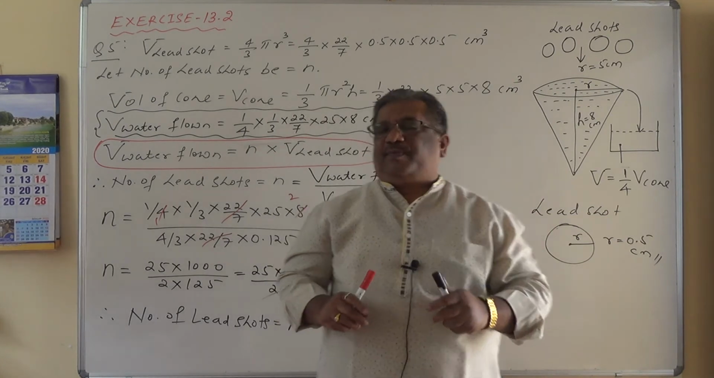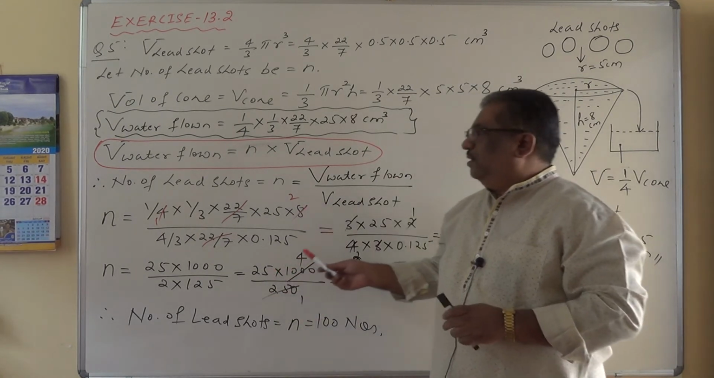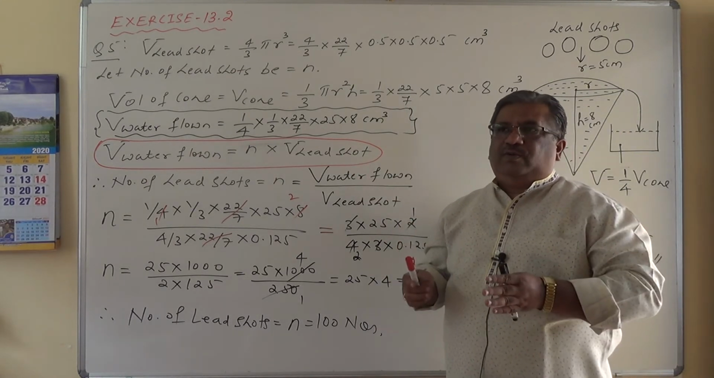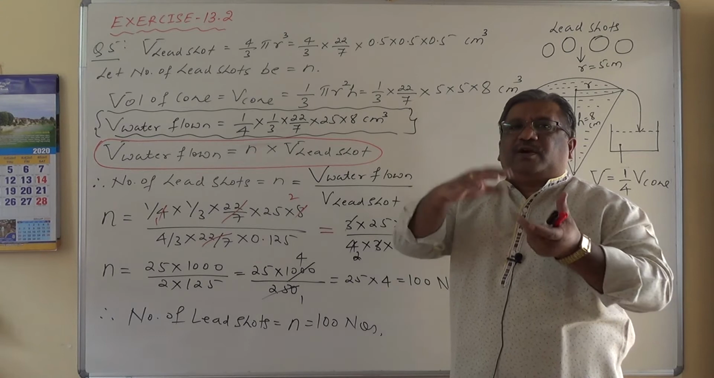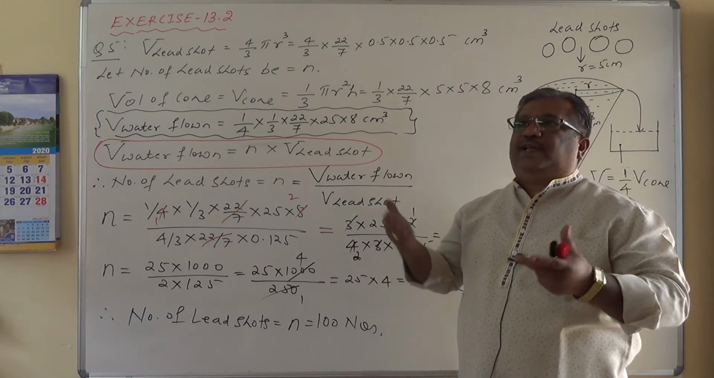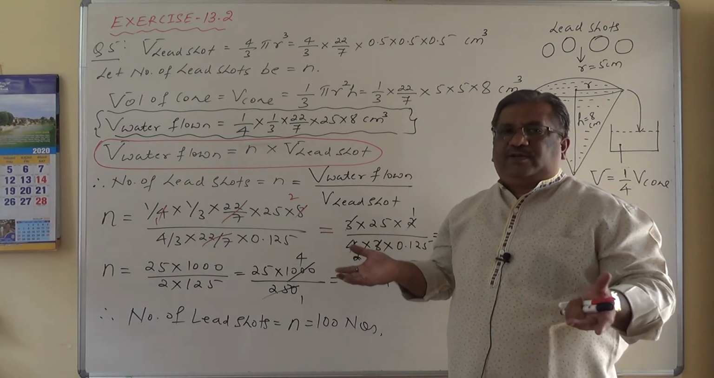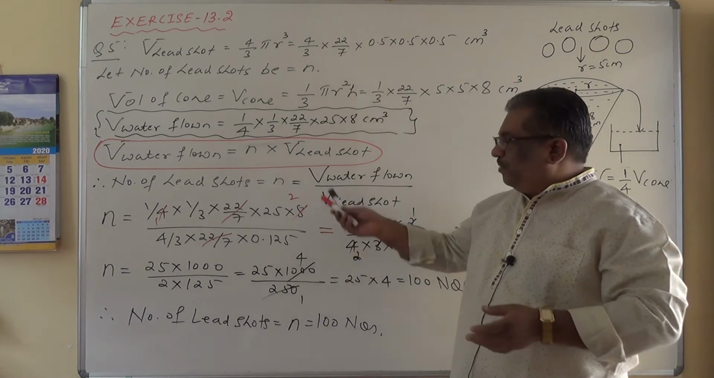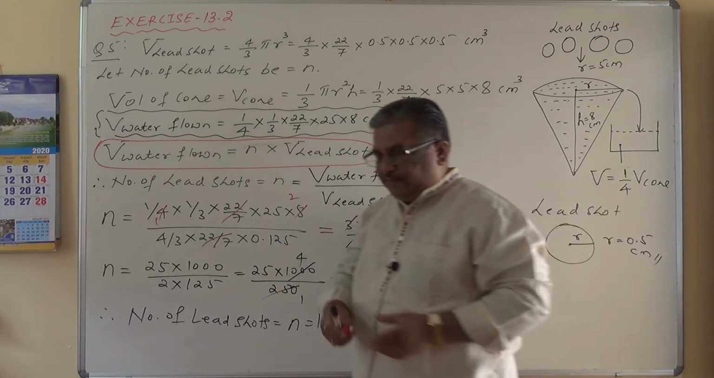Here the most important part is that the volume of the lead shots is equal to the volume of the water that is collected. Basically, the total volume of the lead shots is equal to the volume of the water collected. Okay, so that is how we have worked out. Make a note of this one.